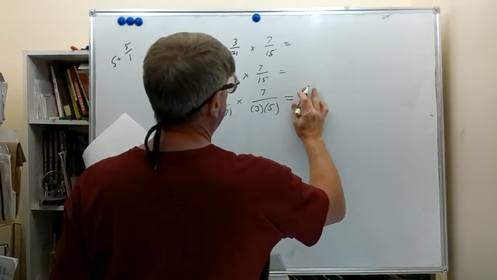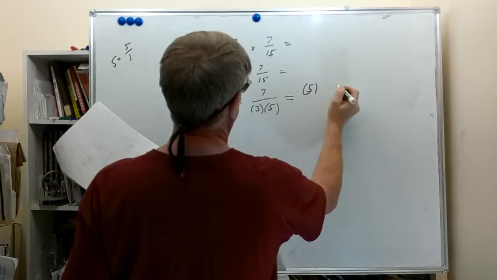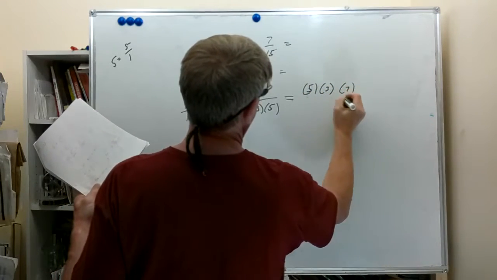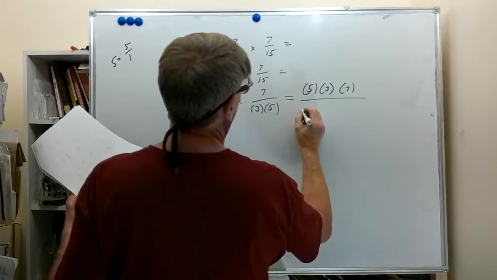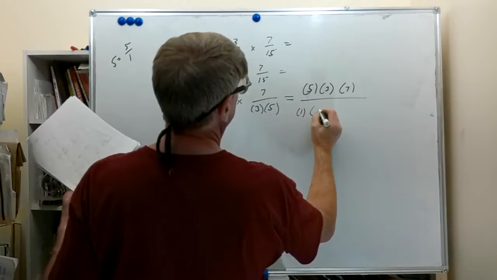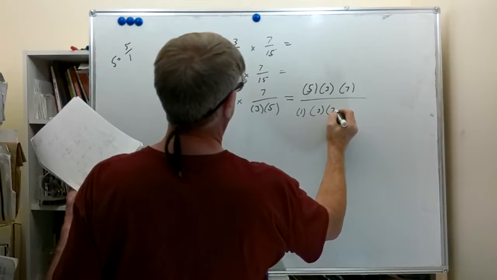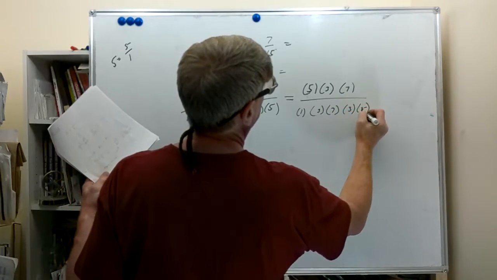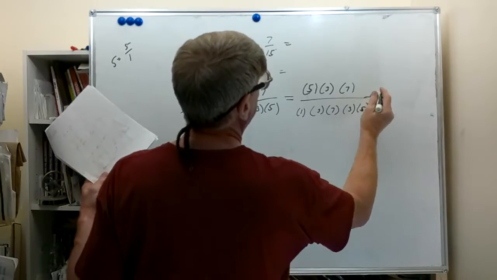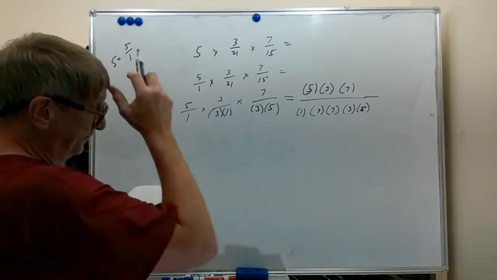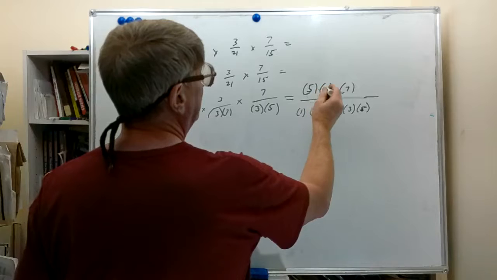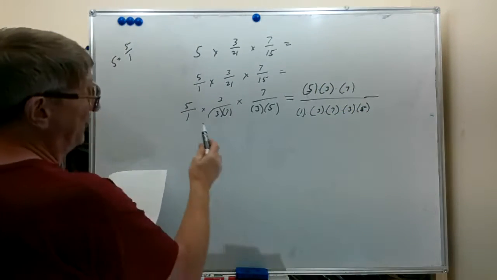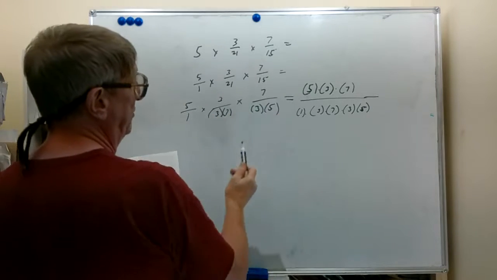That's what we're going to be doing anyway. 5, 3, 1. So what have we done here? We've just rewritten this very same fraction, 5 times 3 times 7 over 1 times 3 times 7 times 3 times 5, which is exactly what we would do if we multiply this out.